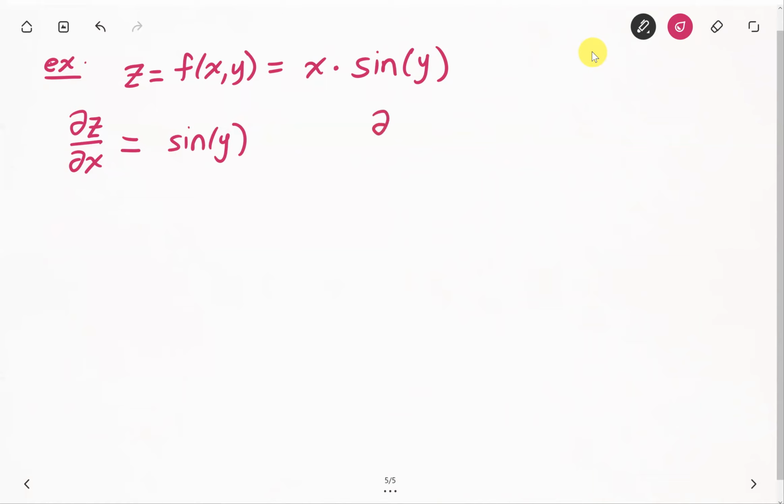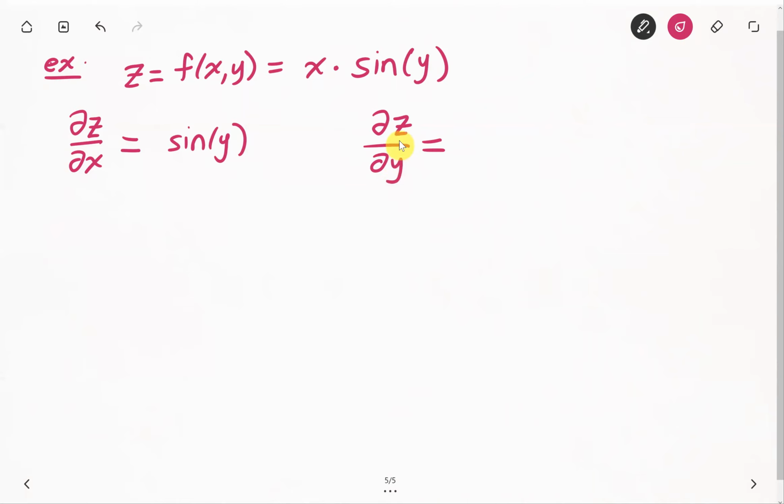Similarly, we should calculate the derivative dz dy. It might be tempting to think that these problems are symmetric and y is the variable and we can just drop this out. Let's think about this for a moment.